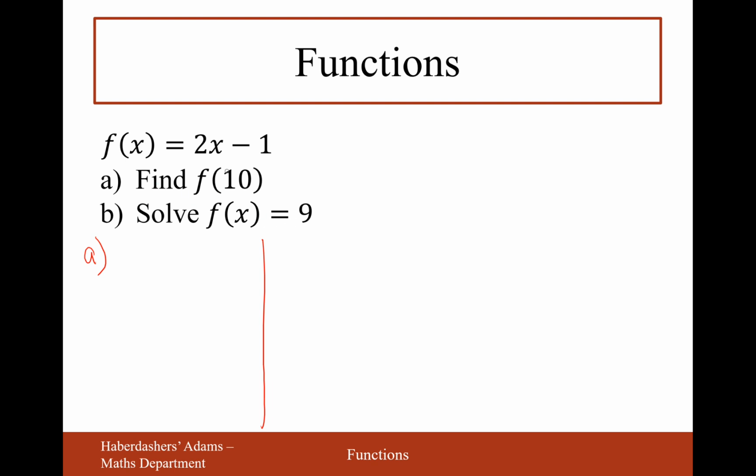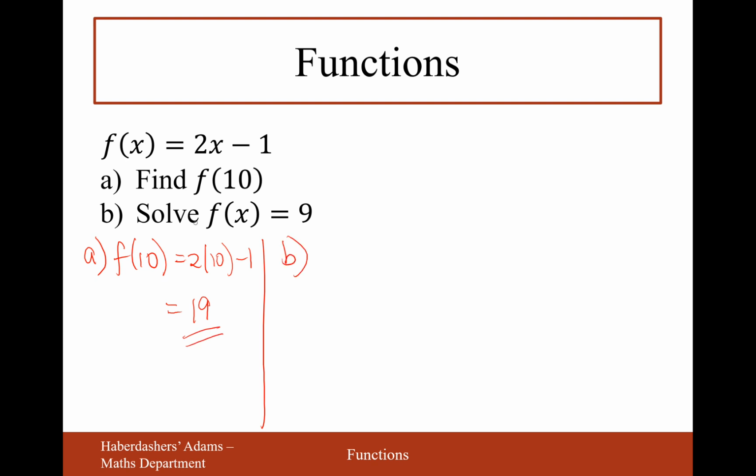If we want to find f of 10, that means substitute 10 in. So f of 10 equals 2 times 10 minus 1. That's going to give us 19.